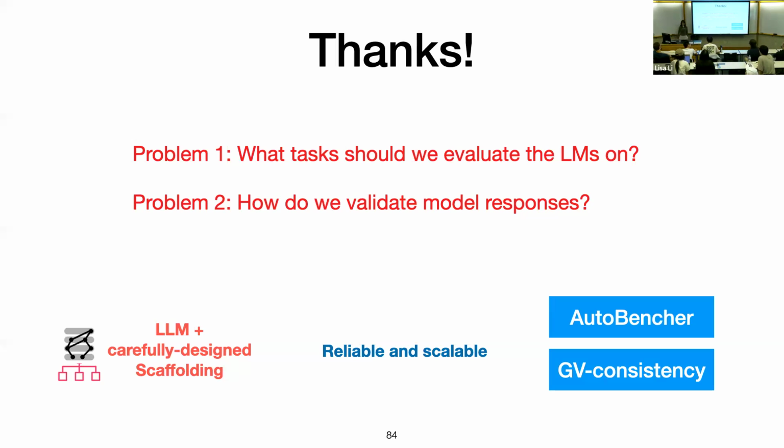To summarize the talk, we focus on 2 problems in evaluation. Problem 1 is what tasks do we evaluate the language models on? And problem 2 is how do we validate model responses? We propose Olive-Venture and GV consistency to address these 2 problems respectively. Overall, it's about using language models with some carefully designed scaffolding to get more reliable and scalable performance. And that's it.